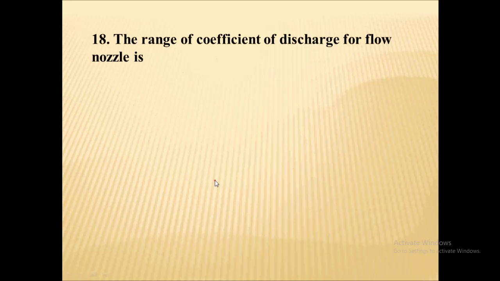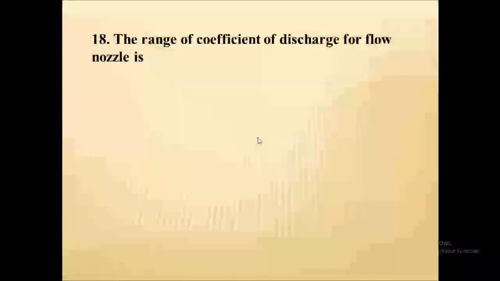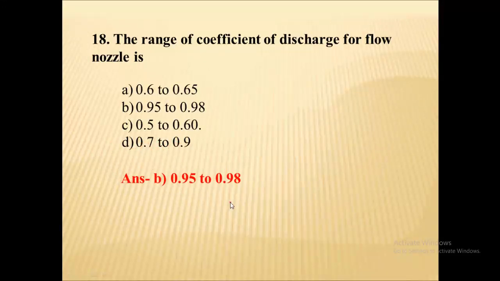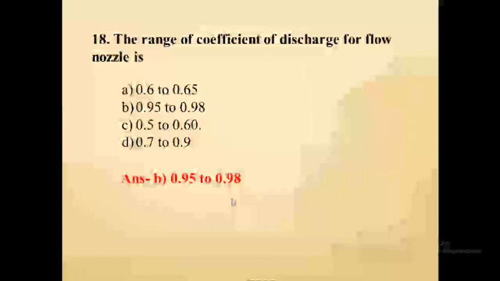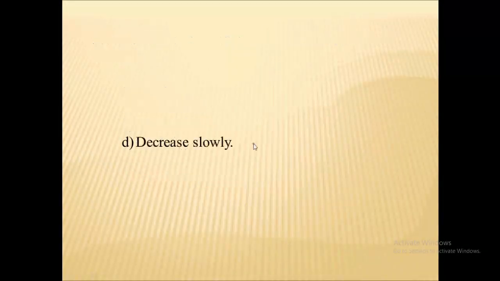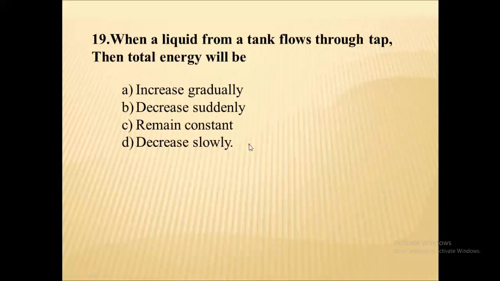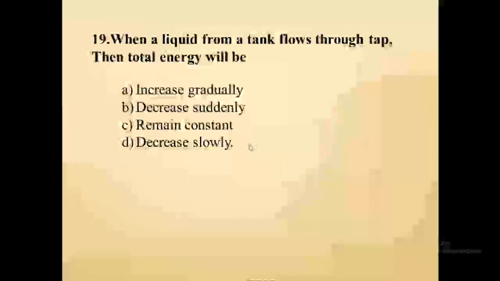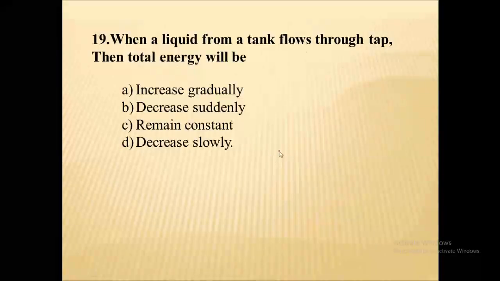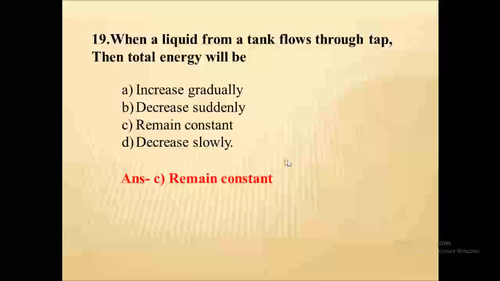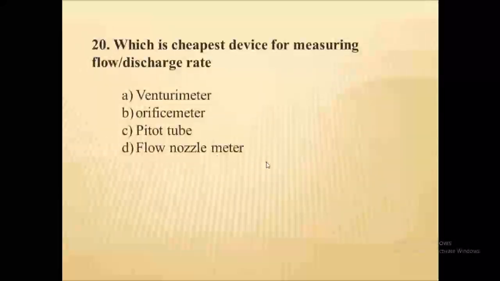The range of coefficient of discharge for flow nozzle is... so for flow nozzle this value will range from 0.95 to 0.98. See here, when a liquid from a tank flows through a tap, then total energy will be... so its total energy will remain constant according to Bernoulli equation.